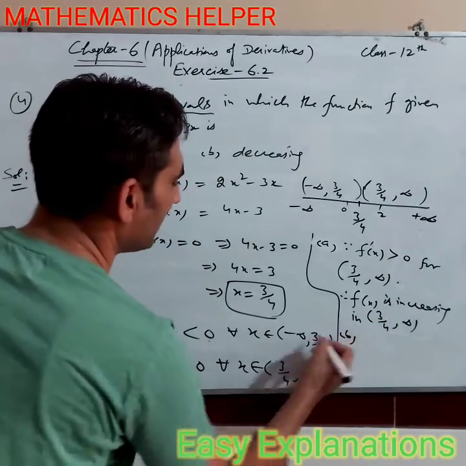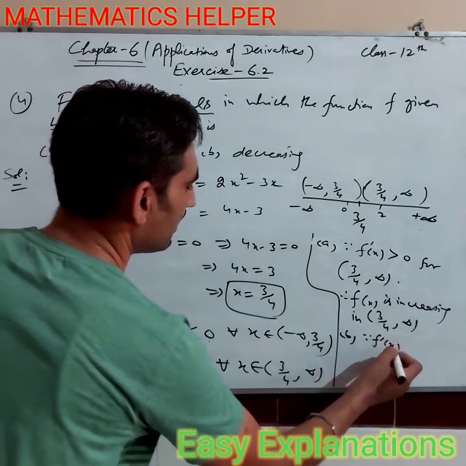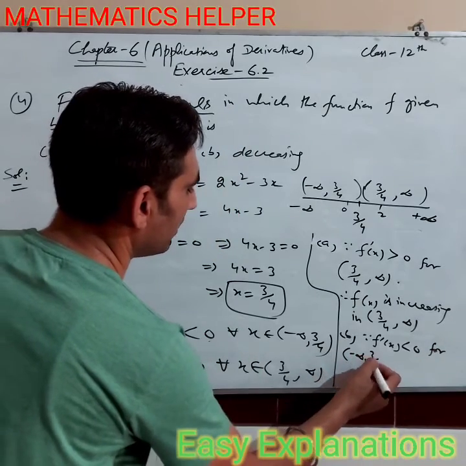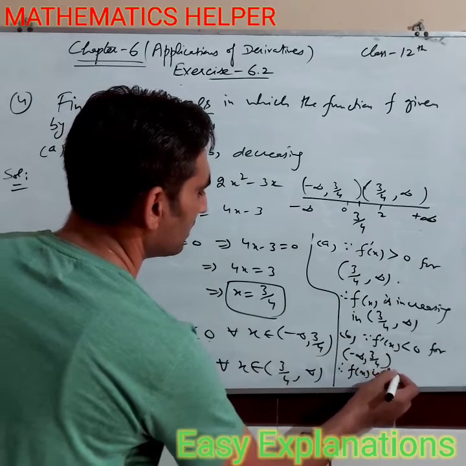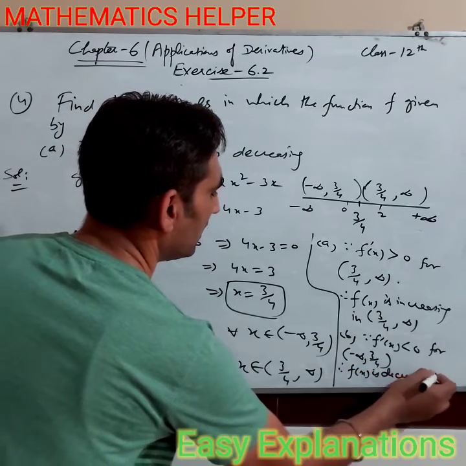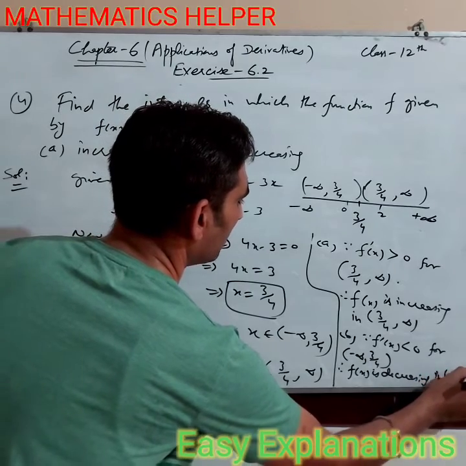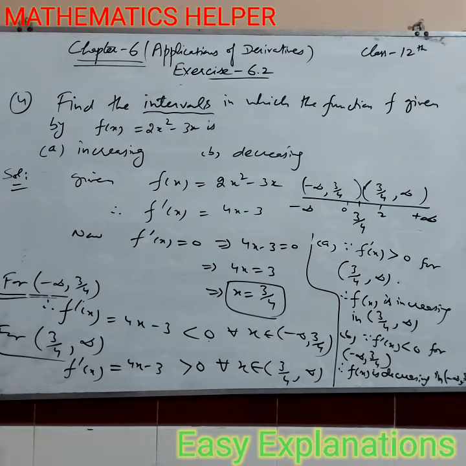Now the B part depends on this, because f dash x came less than 0 for the interval minus infinity to 3 over 4. Therefore, fx is decreasing in which interval? Minus infinity to 3 over 4. So it is the required answer of question number 4.